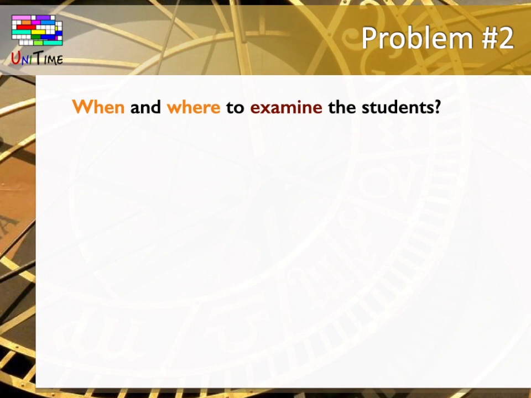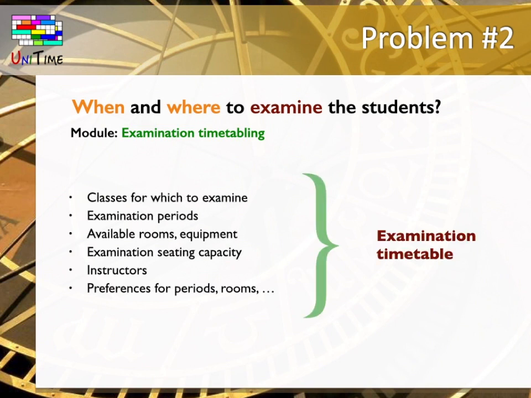The second problem UniTime helps to solve is when and where to examine students. To address this academic scheduling need, UniTime offers the examination timetabling module. As inputs for examination timetabling, the user has to indicate classes for which to have the examination together. For example, 2 classes taught by the same instructor could have an examination together.